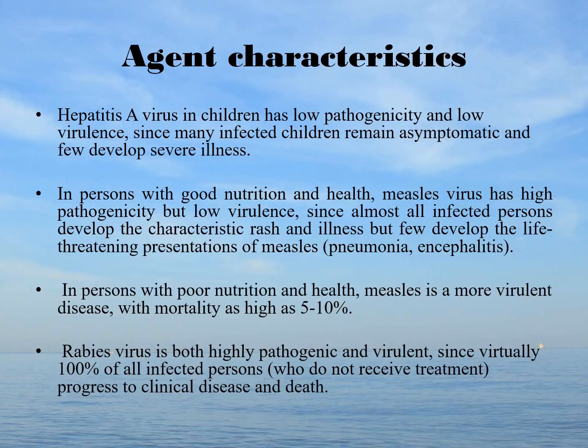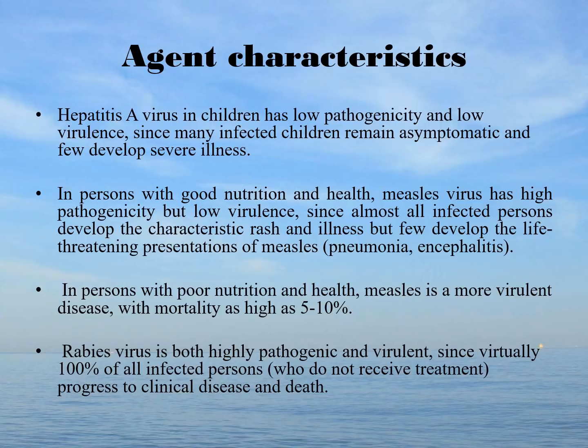So for example, hepatitis A virus in children has a low pathogenicity and low virulence, since many infected children would remain asymptomatic and few would develop severe illness. In persons with good health, measles virus has high pathogenicity but low virulence, since almost all infected persons develop the characteristic rash and illness, but few develop the life-threatening presentation of measles like pneumonia or encephalitis. In patients with poor nutrition and health, measles is more virulent disease with mortality as high as 5 to 10%.